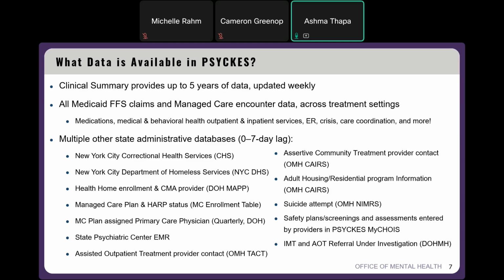And we also have suicide attempt related information. And for that one, we have it coming from NIMERS. And in this instance, all data is available. So even if a suicide attempt occurred 15 or 20 years ago, that would still show in our application. And then we also have safety plans, screenings, and assessments that can be entered in by you as the provider into the application through PSYCKES My Choice. And then lastly, we have intensive mobile treatment, AOT referral under investigation, and mobile crisis team data information coming from DOH MH Maven.